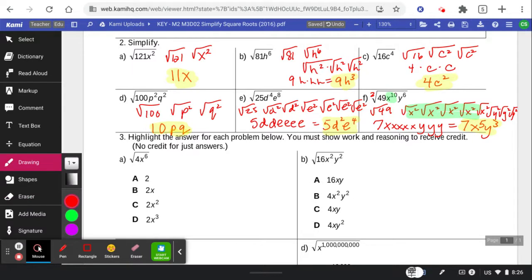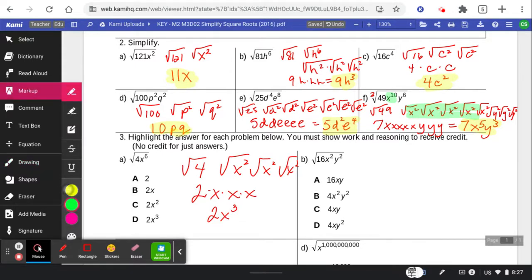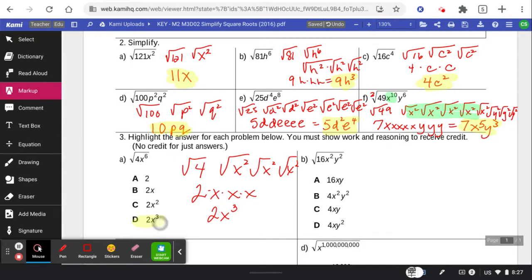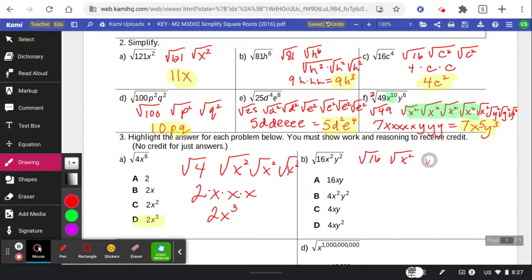These ones are multiple choice. All right, square root of 4 is just 2. We got an x, we got an x, we got another x. This would work out to 2x to the 3rd. Next one, square root of 16, square root of x squared, square root of y squared.